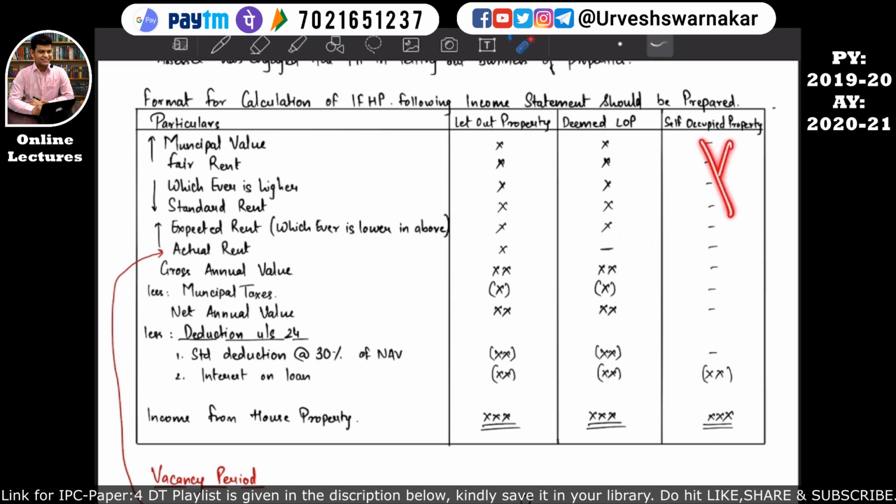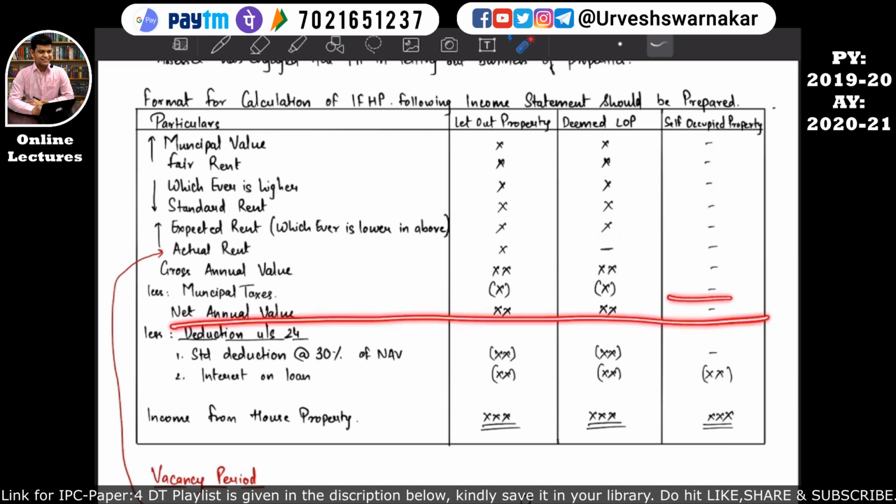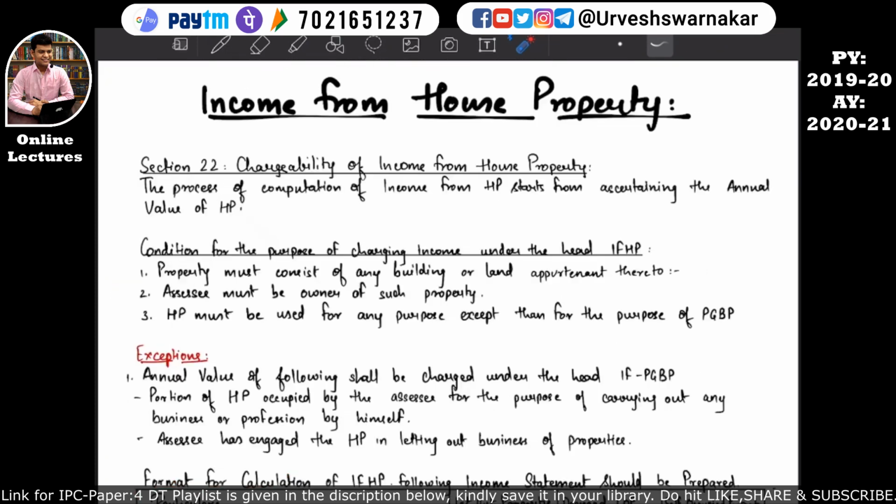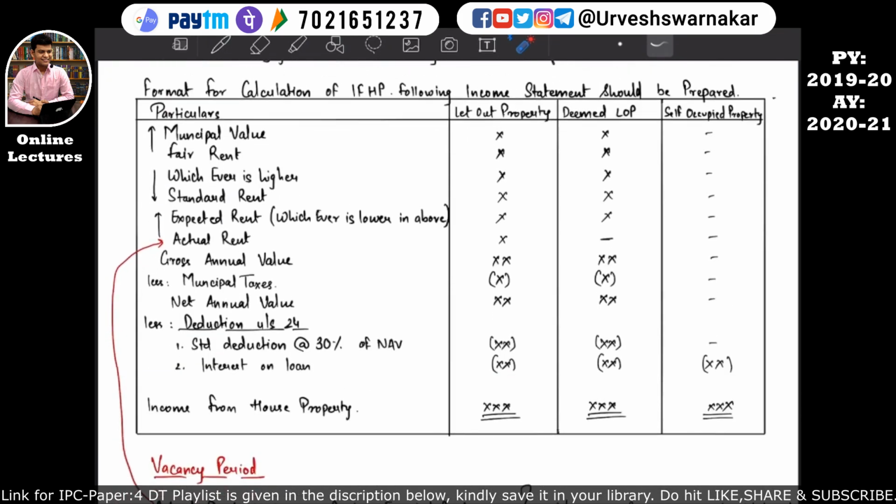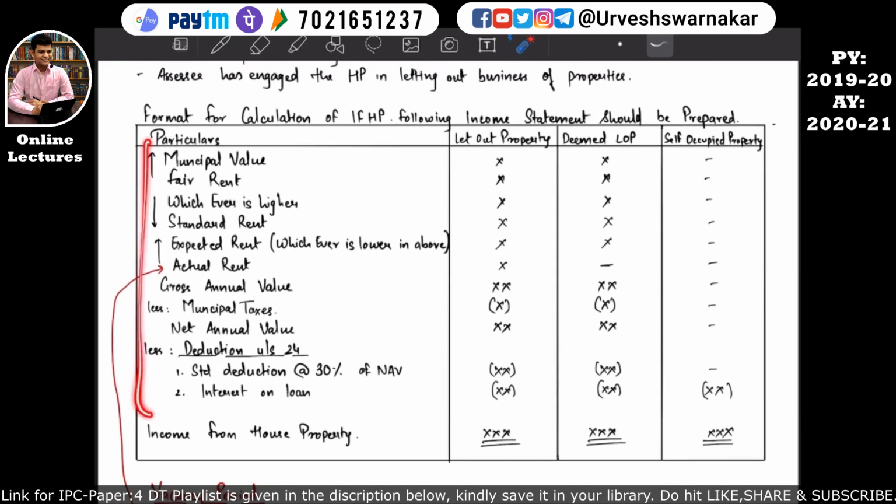But in case of self-occupied property, the assessee will not have any net annual value because he has been using such house property for his own use. I hope this is quite clear to you all. So while revising this format, we have studied about municipal taxes. So what are these municipal taxes?